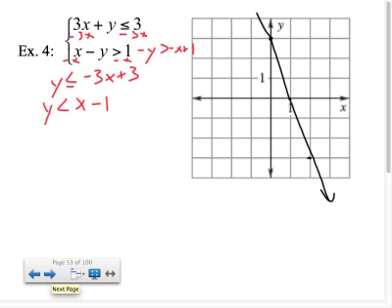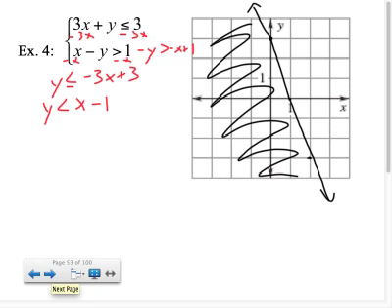So there's my first boundary line. Shade everything below it, so it's this whole region here. And the second boundary line, y equals x minus 1. So I go to negative 1, and then it's up 1, right 1, up 1, right 1. And again, it's strictly less than, therefore it's going to be a dash line.